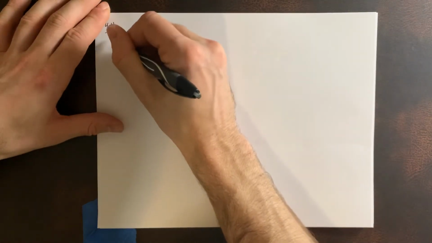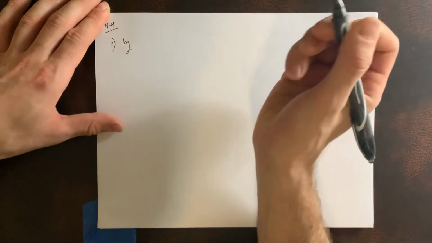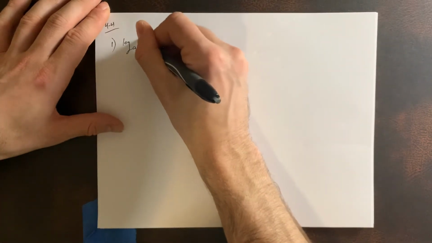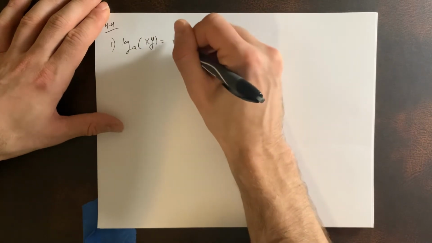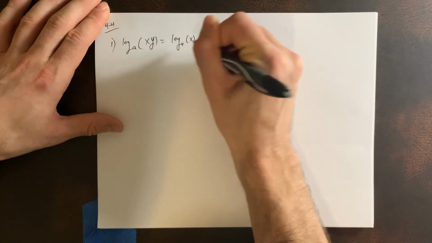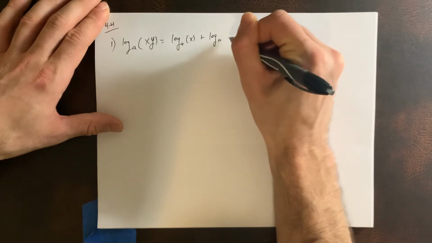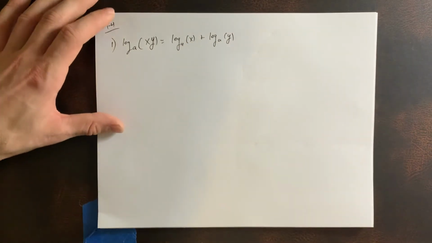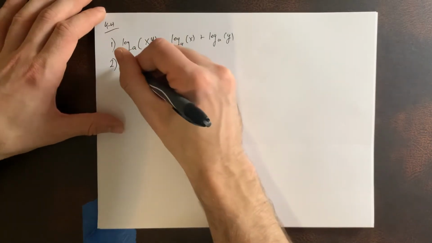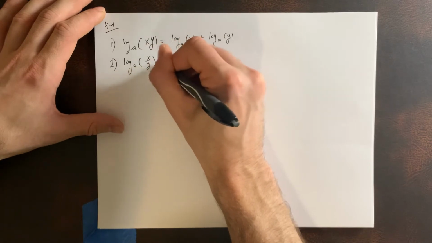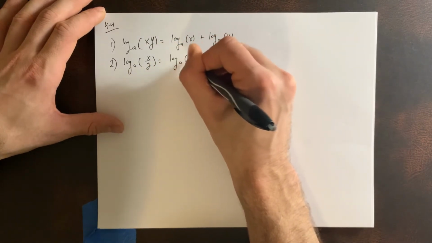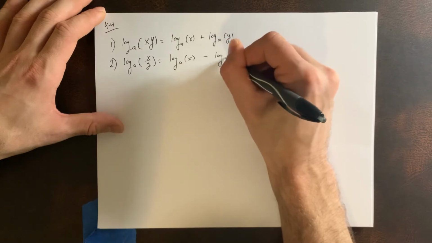So the first thing I'm going to talk about is just a couple of rules with the log. So these are all very important. This is basically all we're going to be using in this section. So the log of any base, and we put two things on the inside, say an x and a y, is the same thing as log base a of x plus log base a of y. Now the second one, if we do x divided by y, this is going to be log base a of x minus log base a of y.